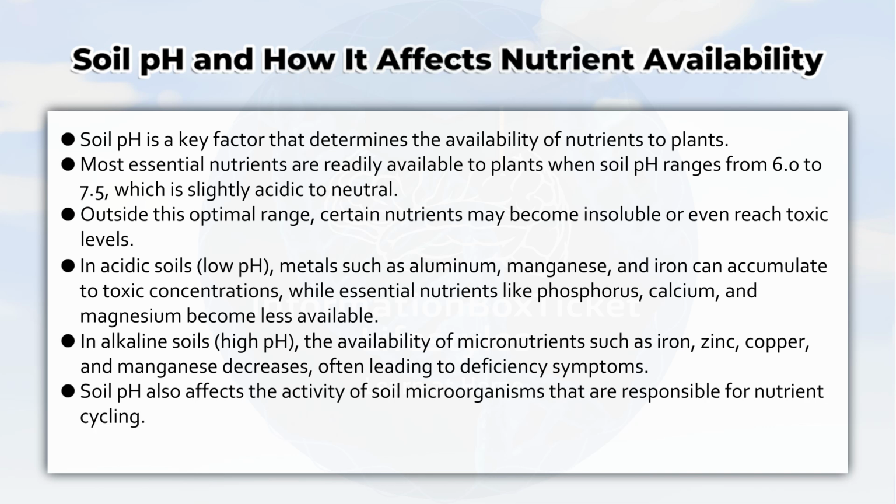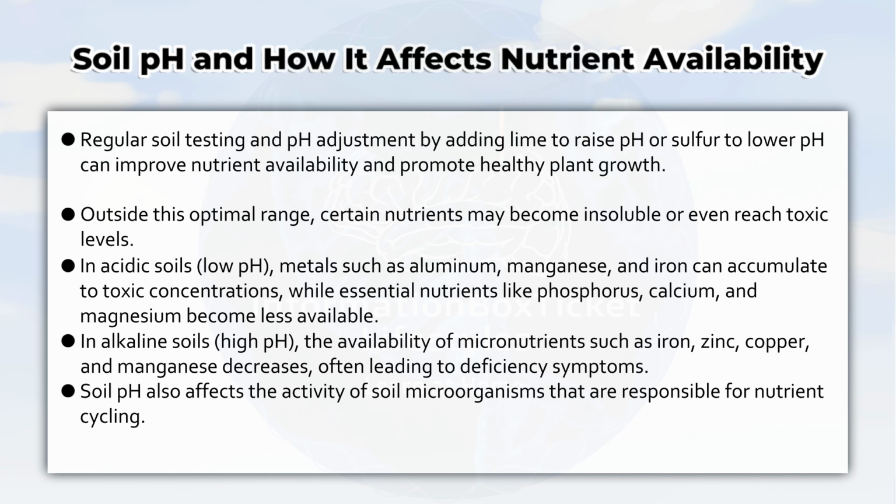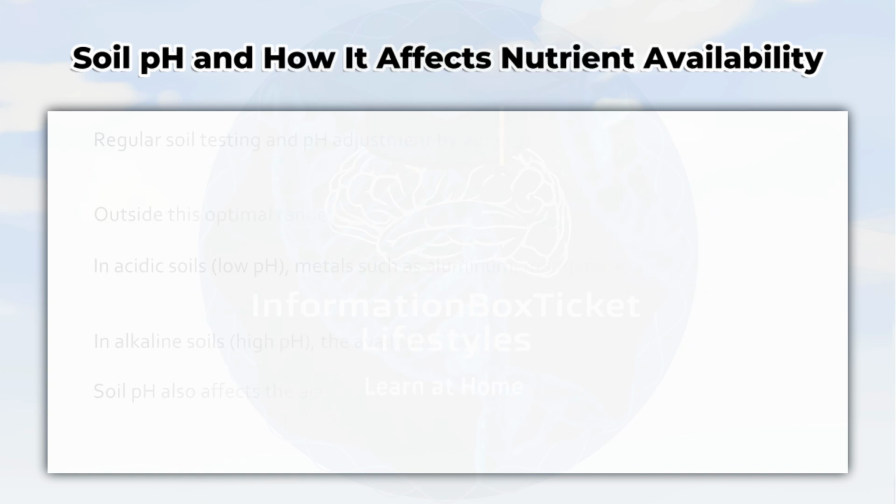Soil pH also affects the activity of soil microorganisms that are responsible for nutrient cycling. Regular soil testing and pH adjustment by adding lime to raise pH or sulfur to lower pH can improve nutrient availability and promote healthy plant growth.